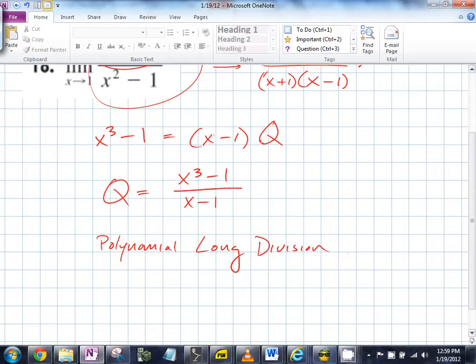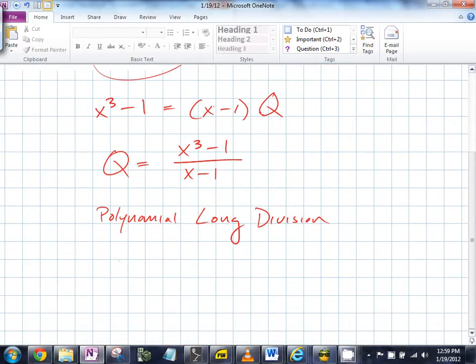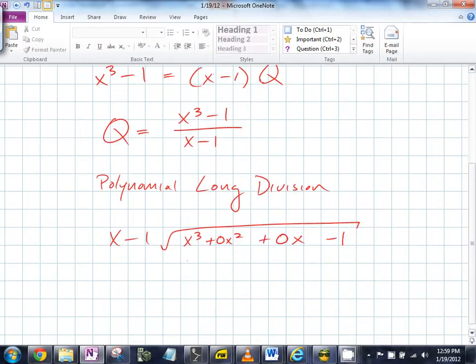You're doing x cubed, and you have minus 1 right here. Does anybody remember what you have to put right here? You have to put all the missing terms. What are the missing terms? What's not there that's really kind of there? Plus 0x squared plus 0x. Okay, so now you look at the leading term. The leading term here is x cubed. The leading term here is x. What's x cubed divided by x? X cubed divided by x is x squared.